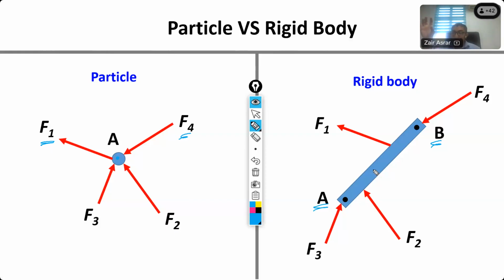In the case of forces being applied at different locations, the resultant of forces might be equal to 0, but the net effect will still cause the object to move in a different way, compared to the case of particle. The object can move in a different way. What do I mean by that? We will see that in a moment.